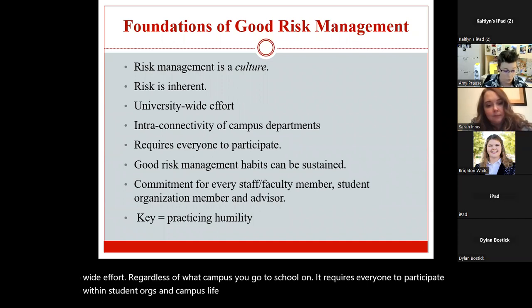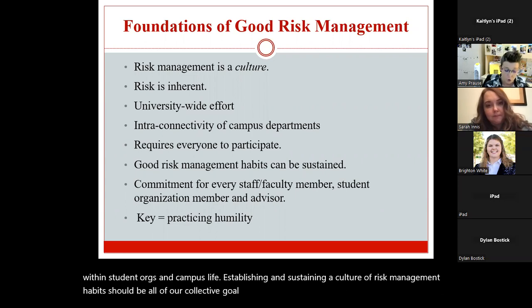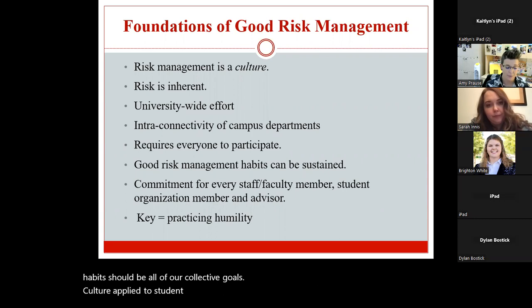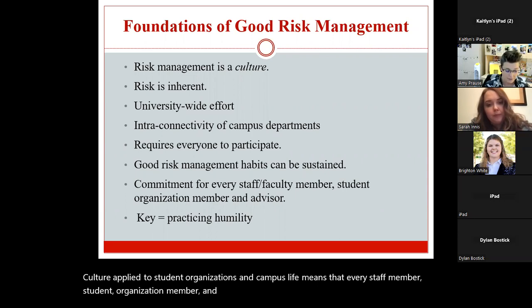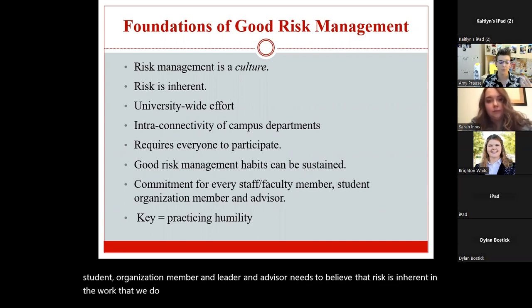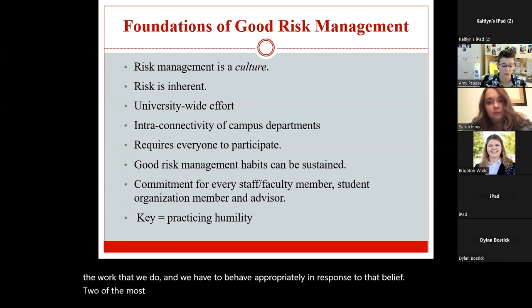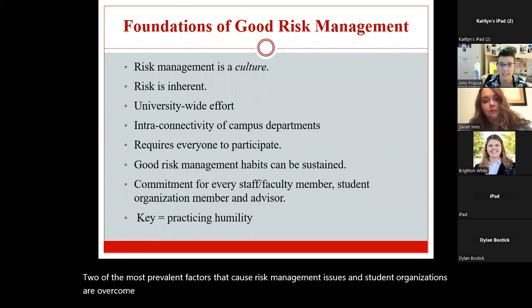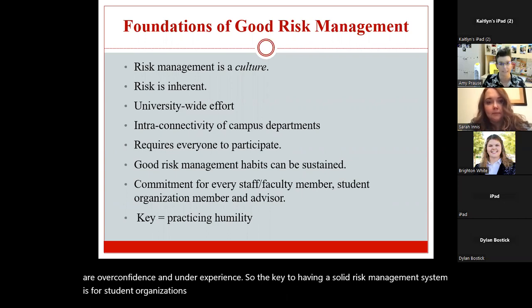Establishing and sustaining a culture of risk management habits should be all of our collective goals. Culture applied to student organizations and campus life means that every staff member, student organization member, leader, and advisor needs to believe that risk is inherent in the work that we do, and we have to behave appropriately in response to that belief. Two of the most prevalent factors that cause risk management issues in student organizations are overconfidence and underexperience. So the key to having a solid risk management system is for student organizations to just practice humility.